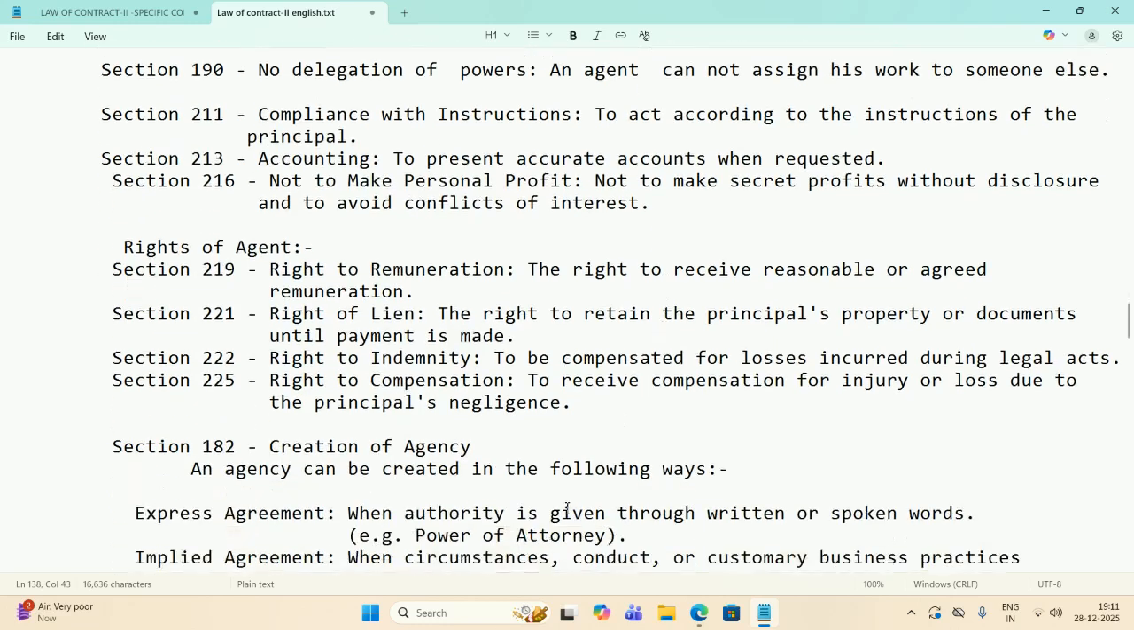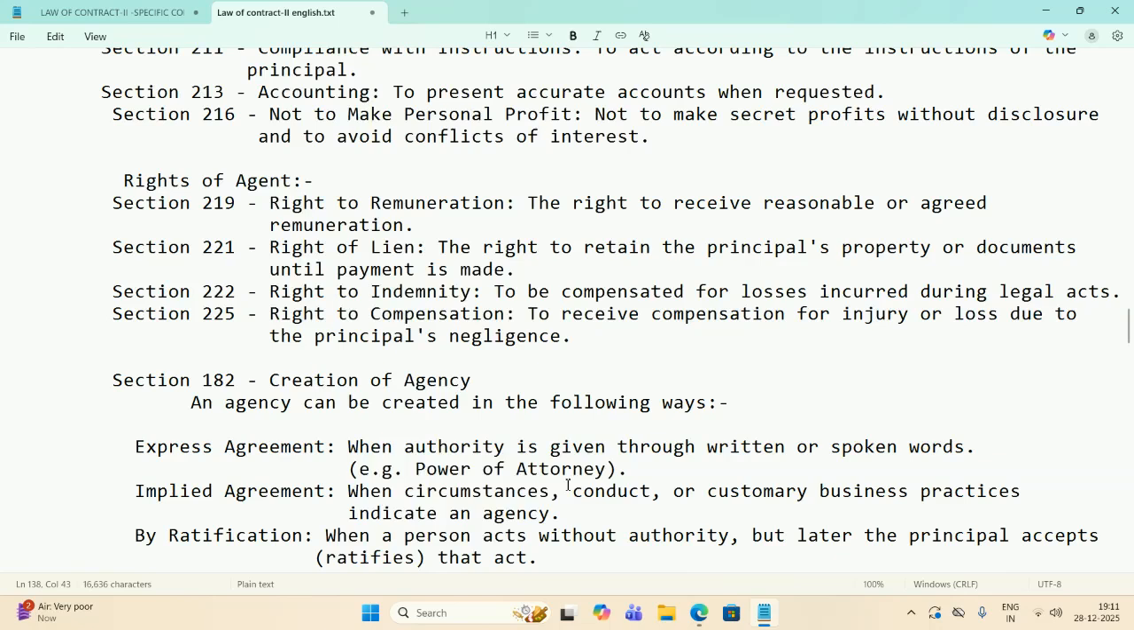Now, what are the rights of the agent? It is covered under section 219. Right to remuneration. The right to receive reasonable or agreed remuneration. Section 221, right to retention, the right to retain the principal's property or document until payment is made. Section 222, right to indemnity, to be compensated for losses incurred during legal acts. Section 225, right to compensation, to receive compensation for injury or loss due to the principal's negligence.